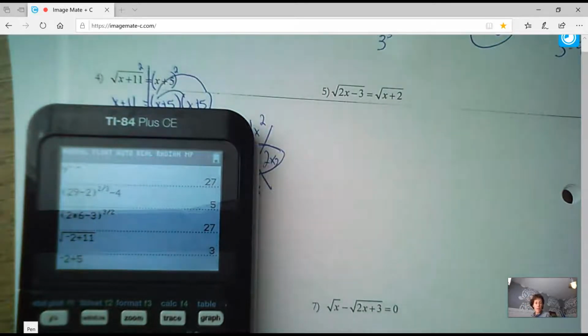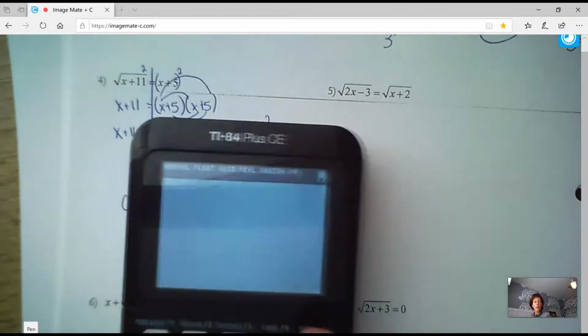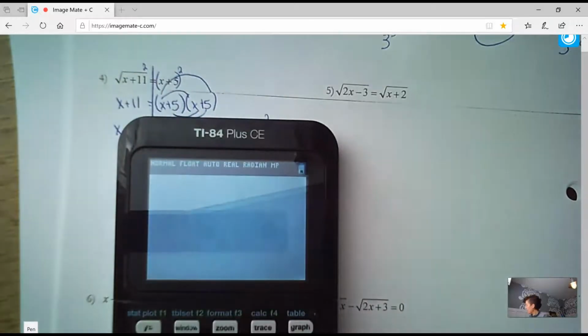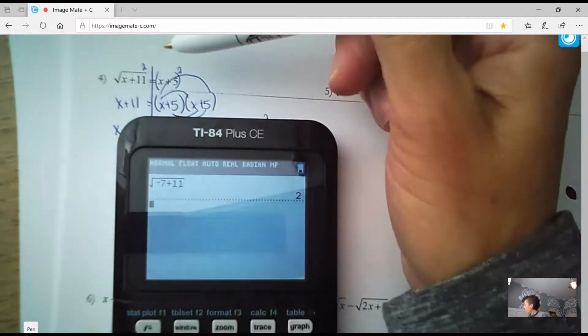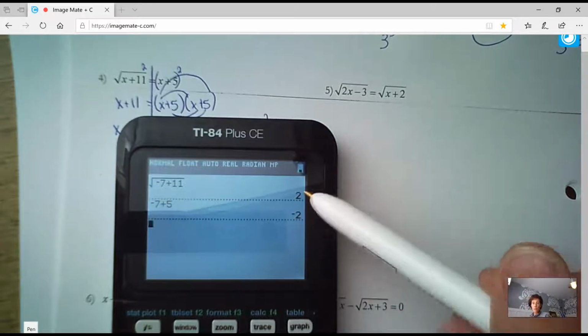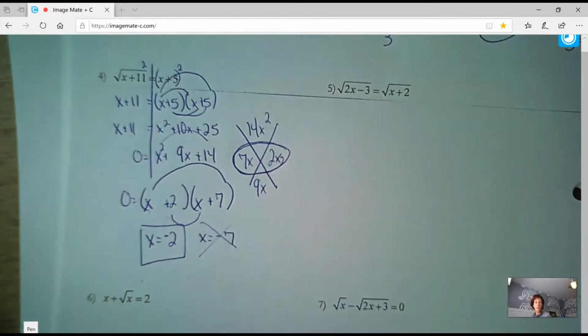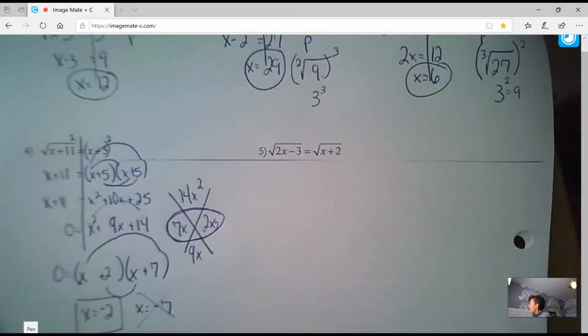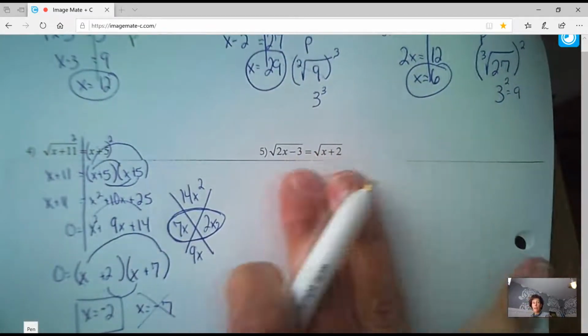And negative 2 plus 5 is 3. So far, this is an answer. But let's check out the negative 7. So if I put negative 7 into the left side, that's going to come up with 4, and the square root of 4 is 2. And if I put negative 7 on the right side, well, then I get negative 2. So the left side's not equaling the right side, so this is not a solution. That one's called extraneous.